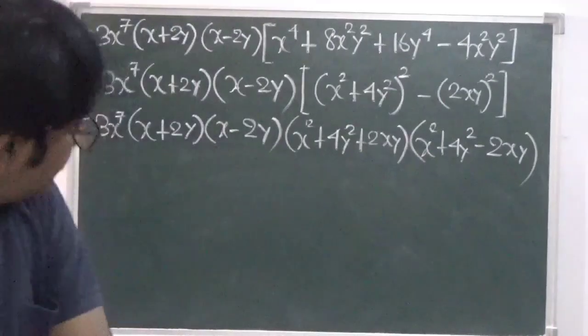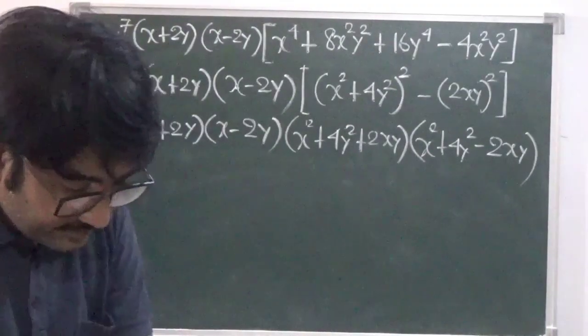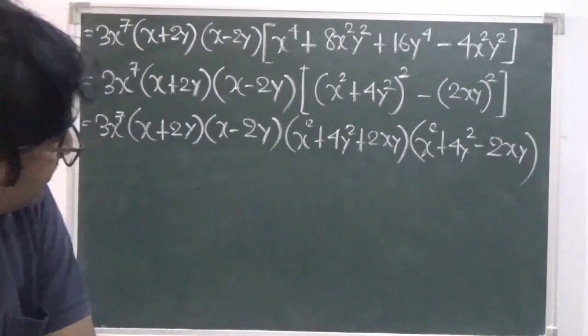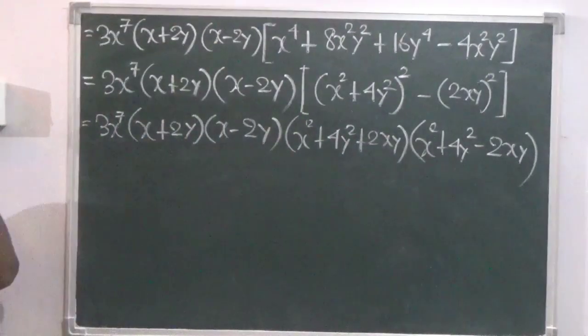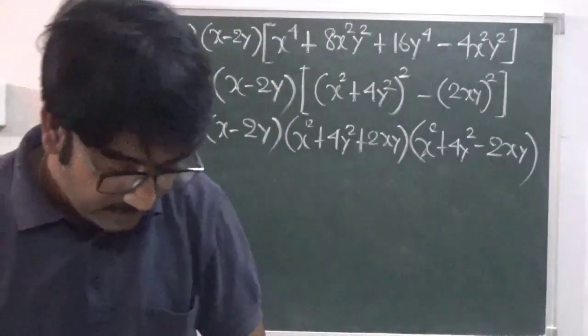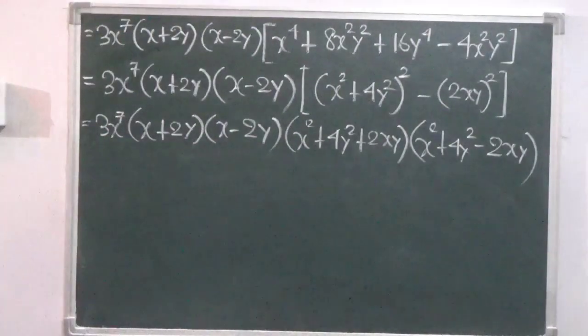X power 7 into x plus 2y into x minus 2y, x square plus 4y square plus 2xy and x square plus 4y square minus 2xy. So this is your final answer. So please go through it and see that you can do it by yourself as well. The next question, let us check.